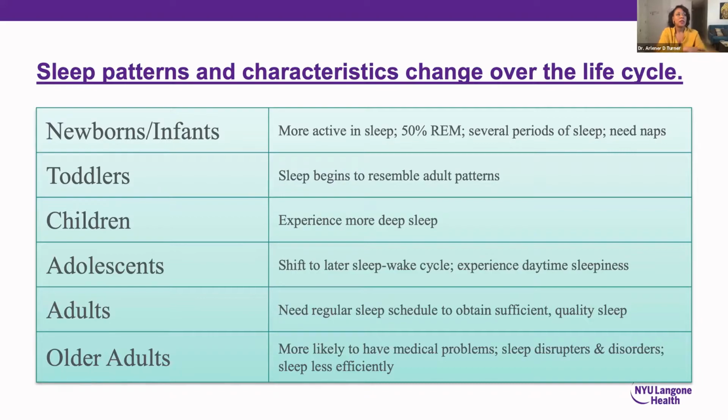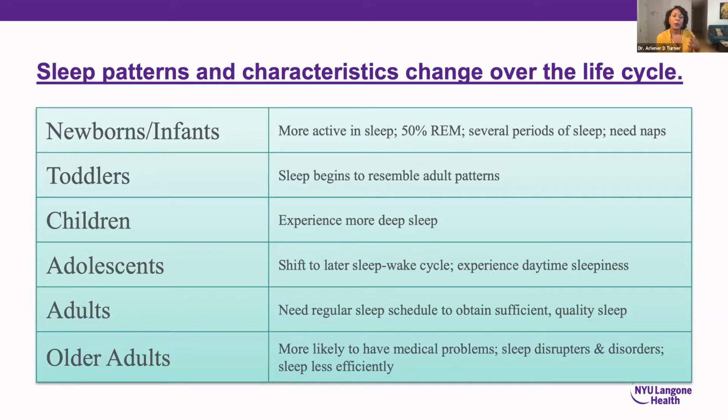So newborns and infants, they're more active in their sleep. Half of their time is spent in REM sleep, and they have several periods of sleep, and they need those naps. And that's, of course, because they're building up their synapses, they're learning. That's their general purpose of life. Toddlers, their sleep begins to resemble the adult patterns, but they still need more sleep. Children experience more deep sleep, and then adolescents have a shift to a later sleep-wake cycle and start to experience daytime sleepiness. And then when it comes to adults, in order to obtain that sufficient quality sleep, that's when we start to need that regular sleep schedule.